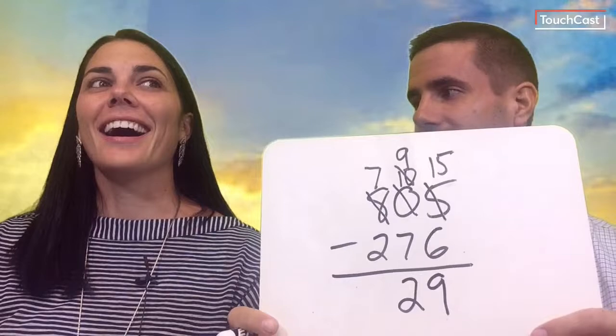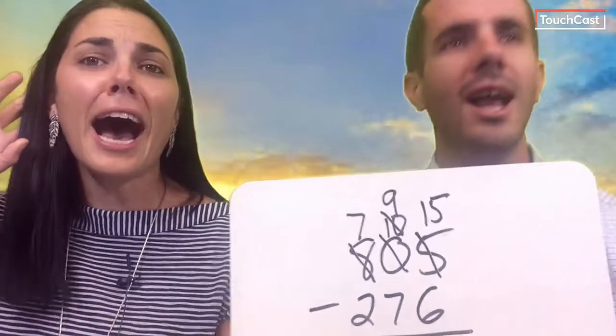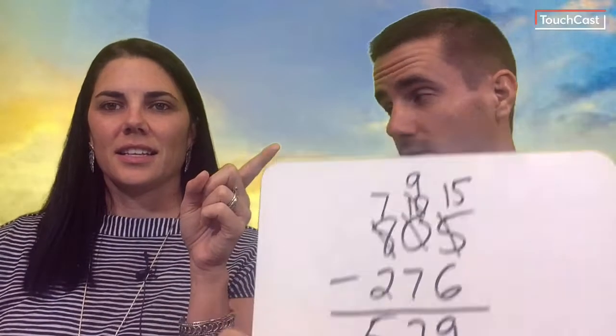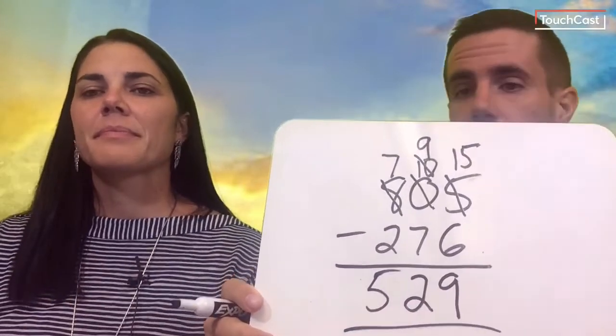All right, in the hundreds place, 7 hundreds minus 2 hundreds is? You think they said it? I can't hear them. 7 minus 2. 5! 5. Okay, good. And we get a difference, an answer to a subtraction problem, of 529.